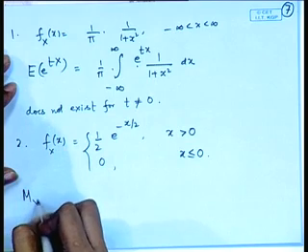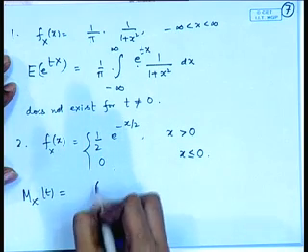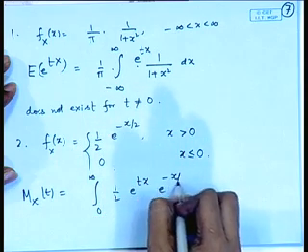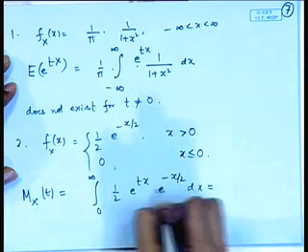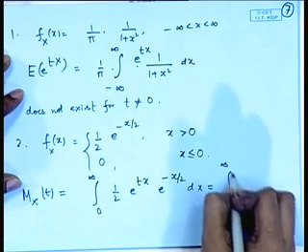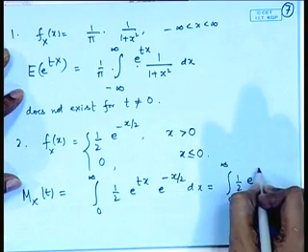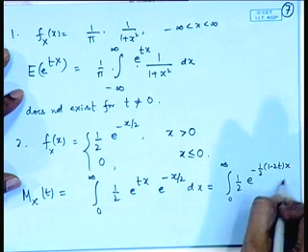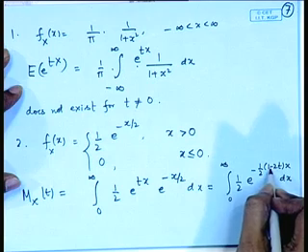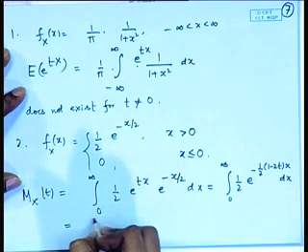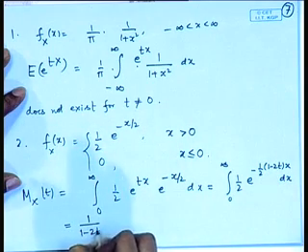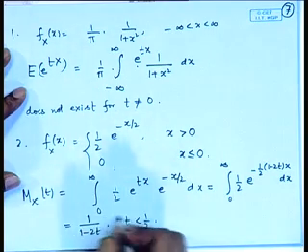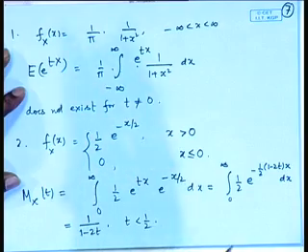Let us consider M_X(t). So, it is equal to the integral from 0 to infinity of half e to the power tx times e to the power minus x by 2 dx. Now, this you can combine. So, it becomes the integral from 0 to infinity of half e to the power minus half (1 minus 2t) x dx, that is equal to 1 by (1 minus 2t) for t less than half. So, here the moment generating function exists in a neighborhood of 0.